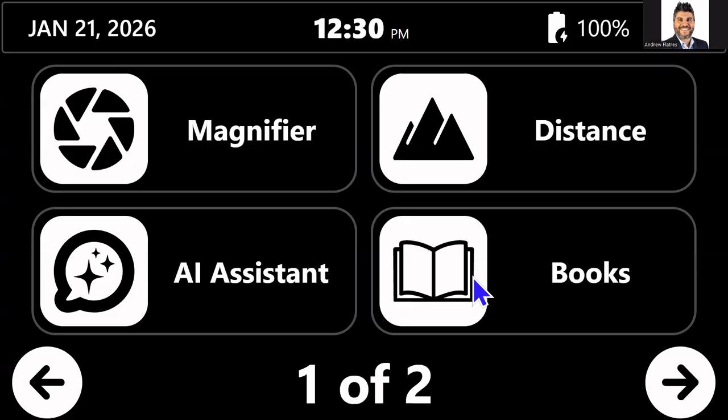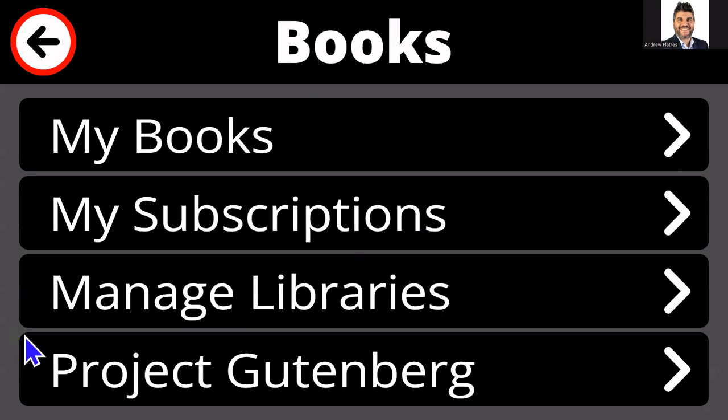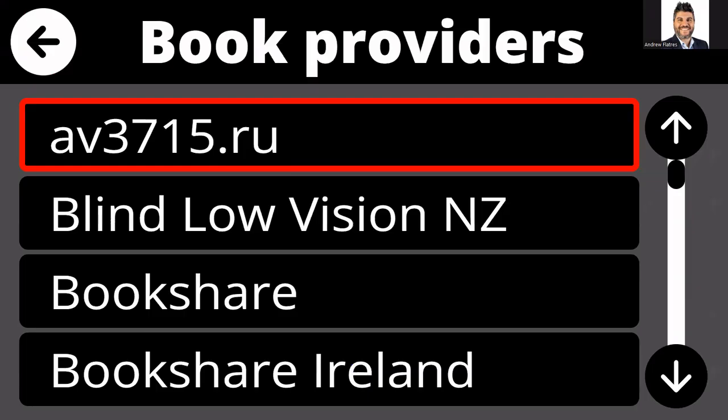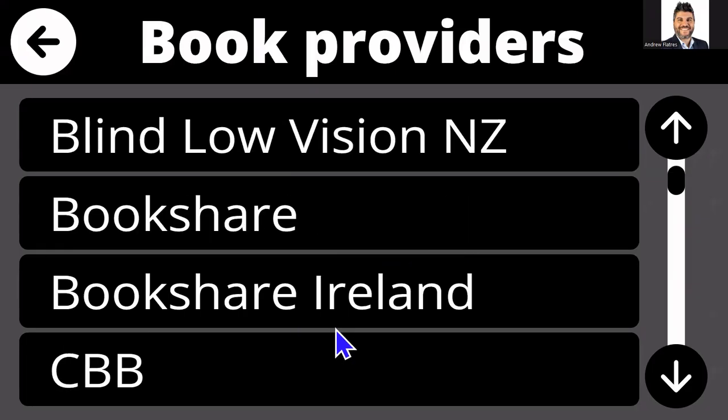Thanks, Andrew. I'm going to continue to books now. And there are a couple of updates here that I wanted to share with you. First, a number of new book library providers were added. Chief among them, I'll click on Manage Libraries, and then Book Providers. A biggie that was added for our Australian and New Zealand friends is Blind Low Vision New Zealand, which is now available. But I wanted to highlight some that were added also between releases.